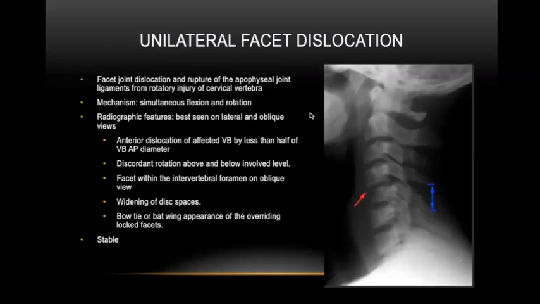Alright, so this is unilateral facet dislocation. So kalau unilateral sebelah sahaja, it's simultaneous flexion and rotation. So only one sahaja yang dislocated. Similar findings, tapi you ada the discordant rotation above and below involved level, and you have the vertebral body affected is the dislocation of the vertebral body is less than half compared to bilateral. Okay, and you have widening of the intervertebral foramen on oblique view, as well as the bat wing or bow tie appearance. So it's more stable compared to bilateral facet dislocation.